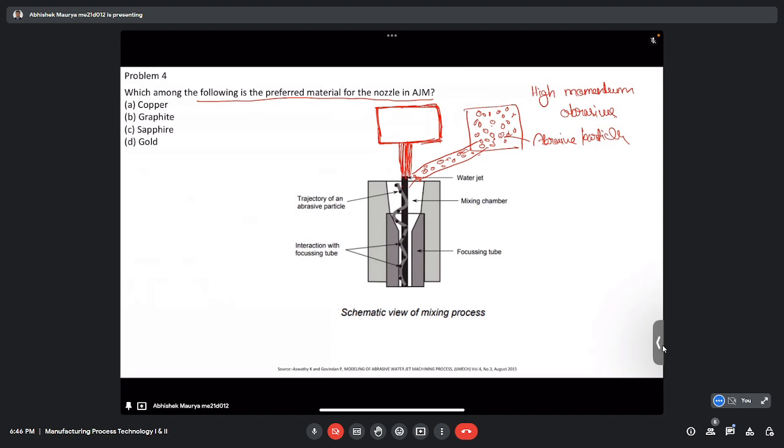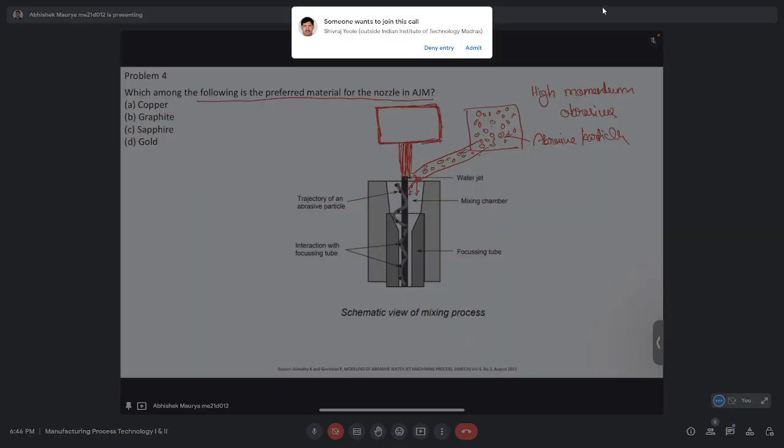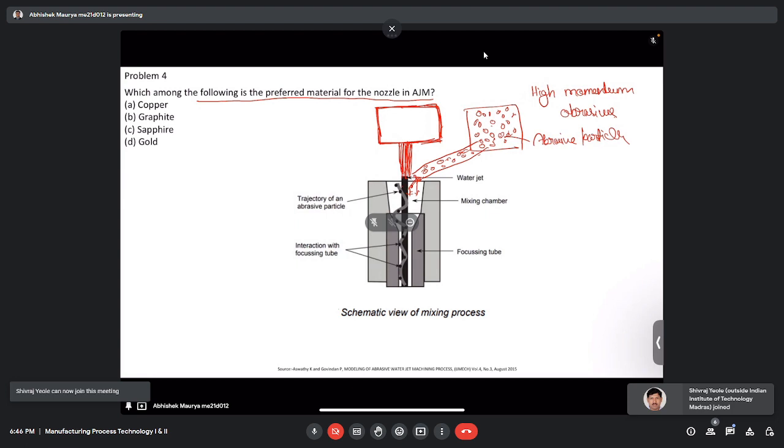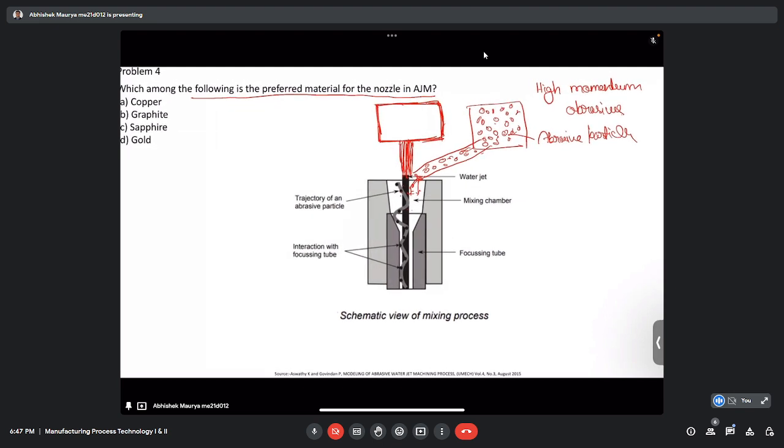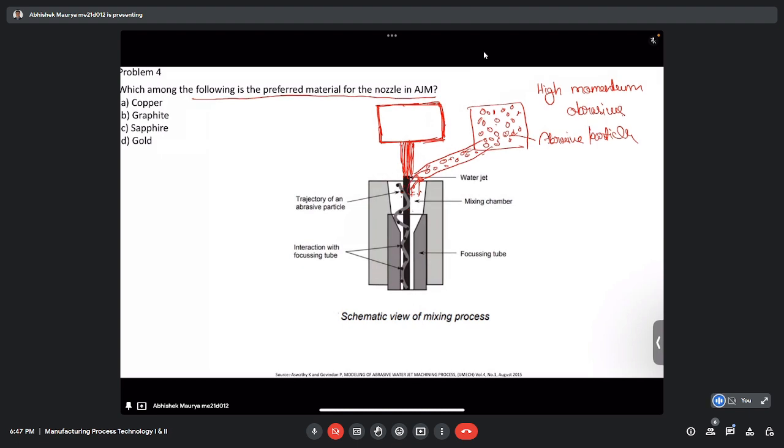It will also get its velocity. The velocity of abrasive particles will also increase, and at the same time it will get mixed with the water jet. But how will mixing happen? It is not like water. It will not happen like this: suppose the abrasive particles come, get mixed with the water, and directly go to the bottom, or to the workpiece.